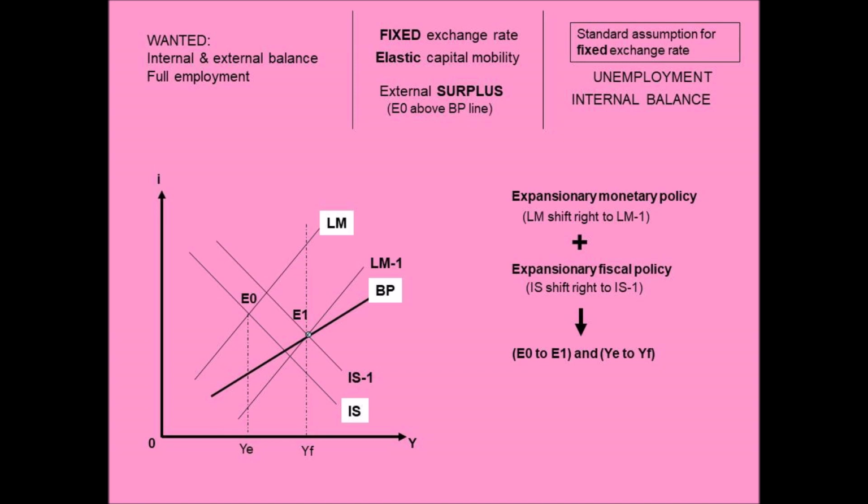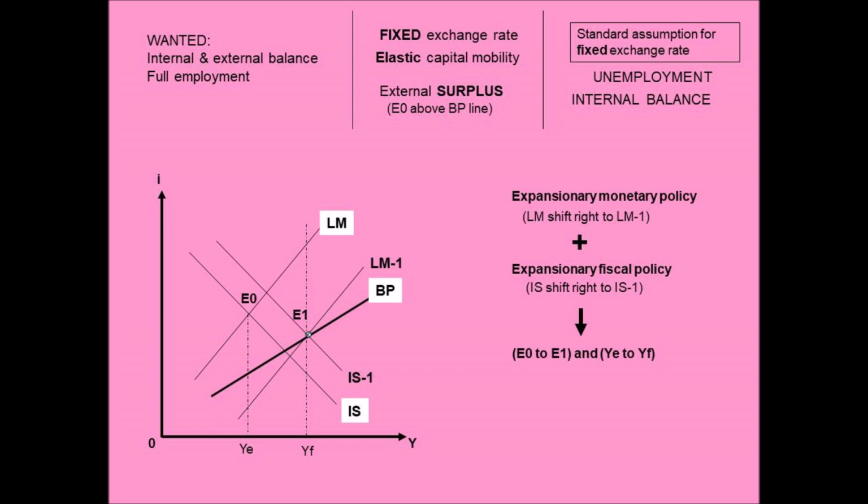From this graph also, we can see the BP line is flatter than LM. Flatter than LM means capital mobility is elastic. You are given a fixed exchange rate. Notice here, there's no instruction on which policy you use. So to achieve internal balance, external balance, and full employment, you have to move the IS and LM curve to this point, full employment and external balance. Full employment is YF, external balance is on the BP line, so there's only one point here.